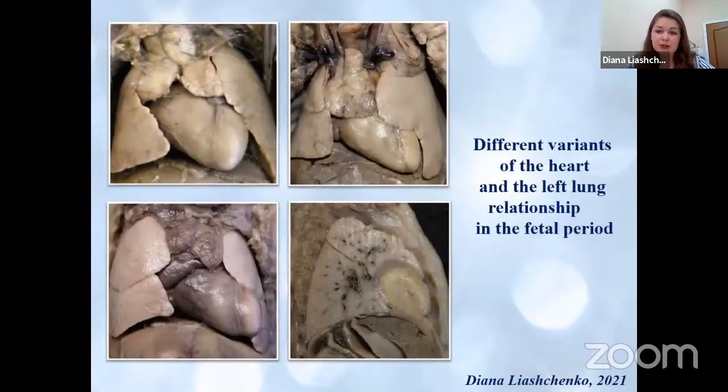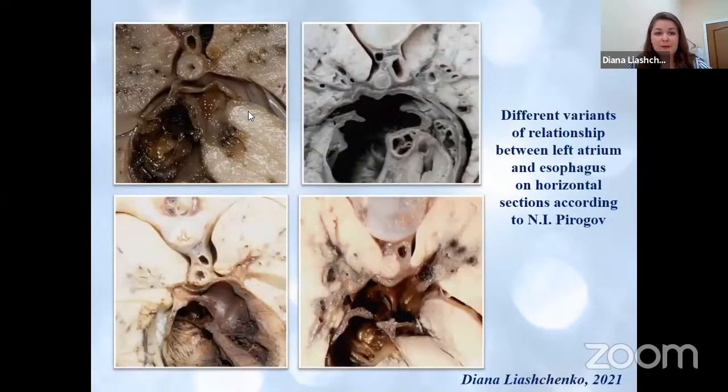Different variants of the heart's relationship with lungs are presented in this slide, and I want to draw your attention that the cardiac notch of the left lung can be absent, as in the superior left picture, can be well developed, but heart and lungs only adjoin each other, and can be very well developed when the apex of the heart is surrounded by lung tissue, as in the inferior right picture. We think this variant is very important for fetal surgery, especially fetal surgery of the mitral valve and aortic valve.